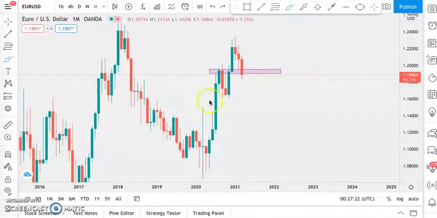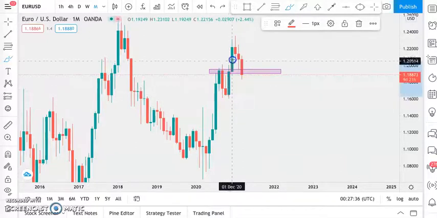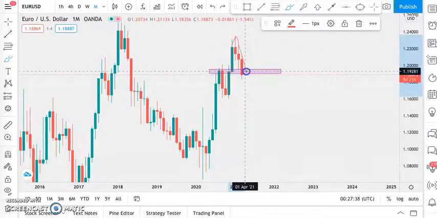Now, we did get a request to analyze the EURUSD charts, and that's what we're trying to do right now. First of all, going into the monthly time frame, what we can see here is that the market has just made this nice impulse and correction.